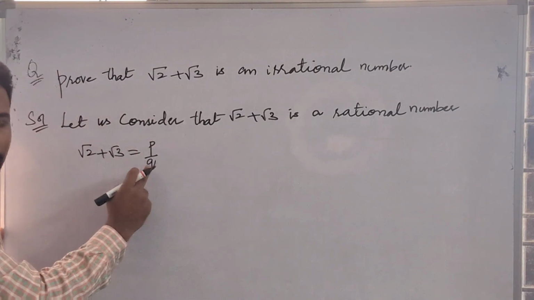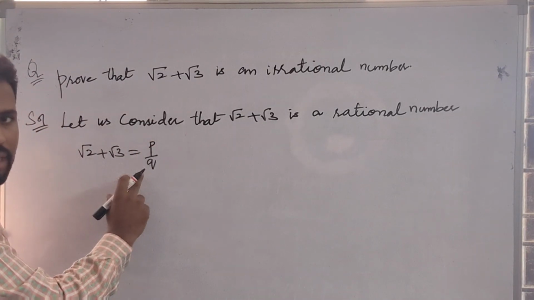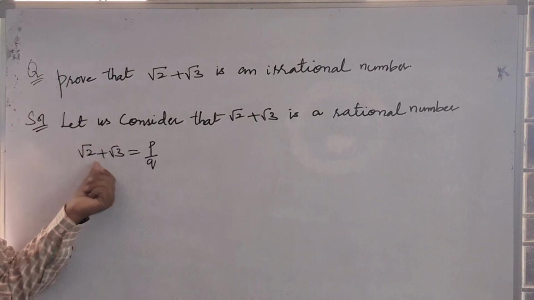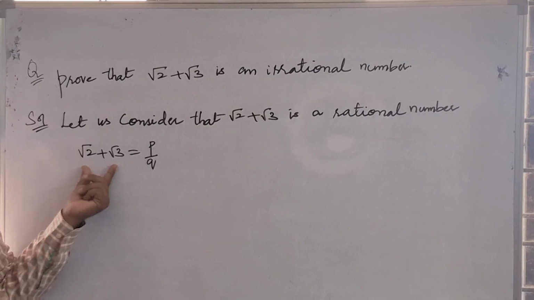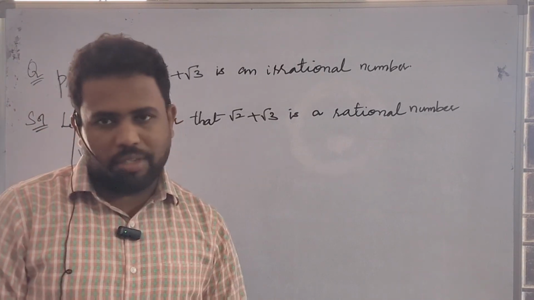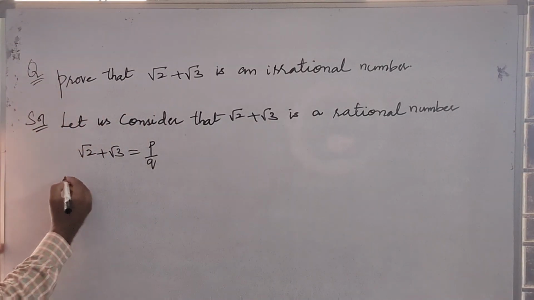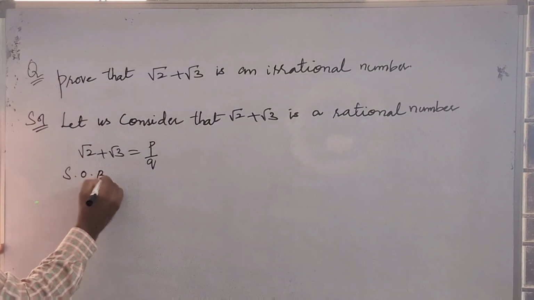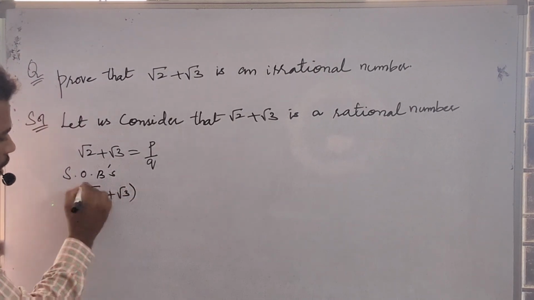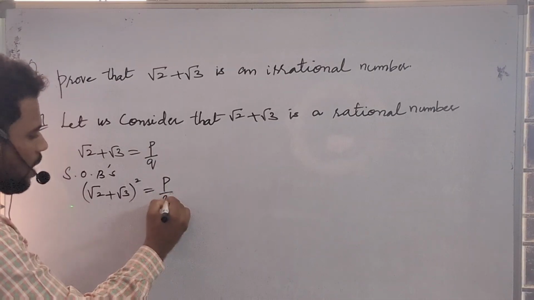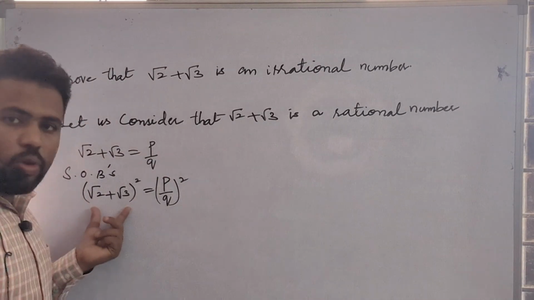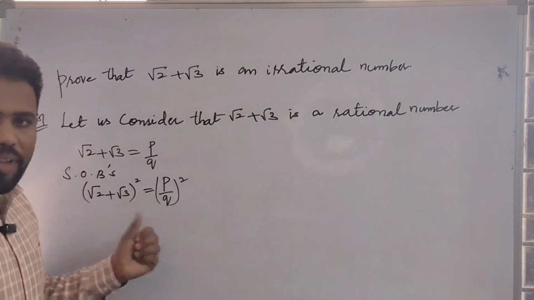Why are we writing p by q? Because we are considering this number as a rational number. If you look at the question, root 2 plus root 3, both numbers have a square root. So in order to remove the square root, we have to apply squaring on both sides. Now root 2 plus root 3 whole square equals p by q whole square. On the left and right we applied the squares.